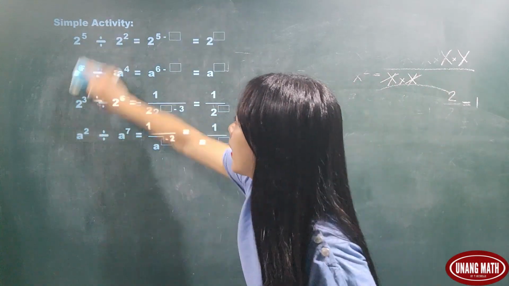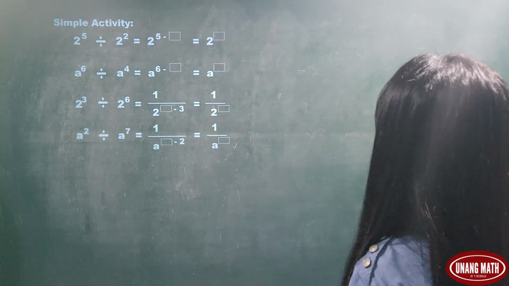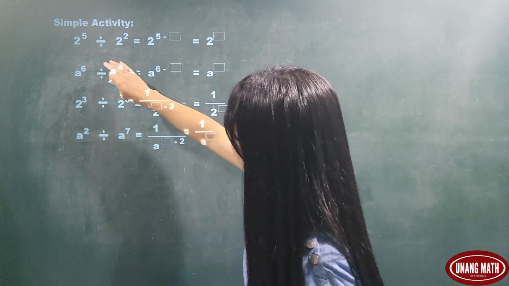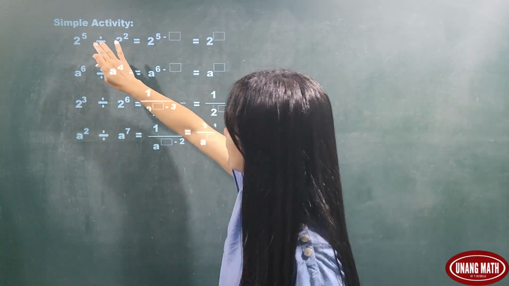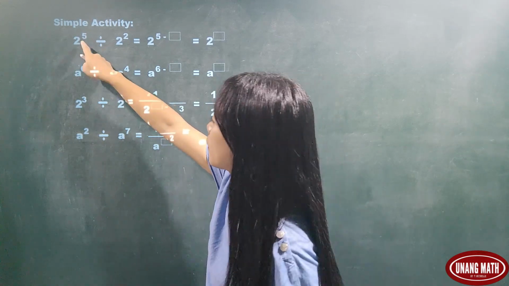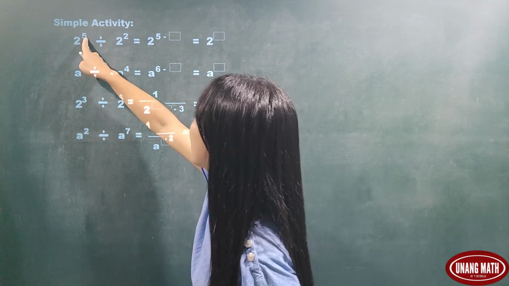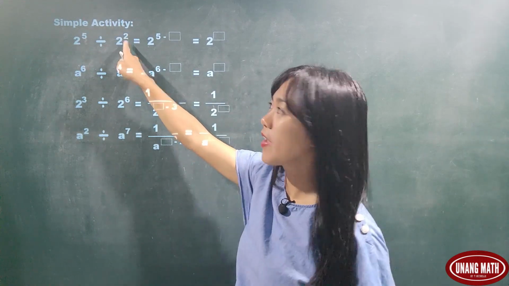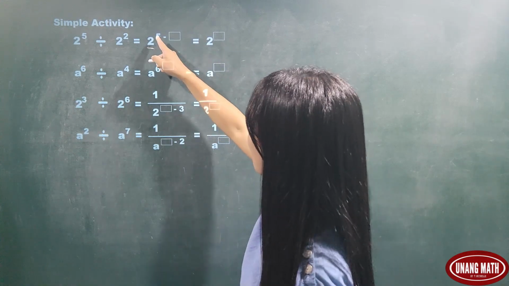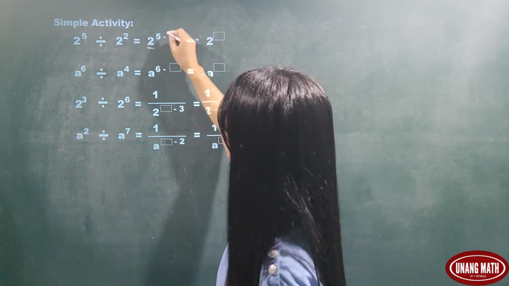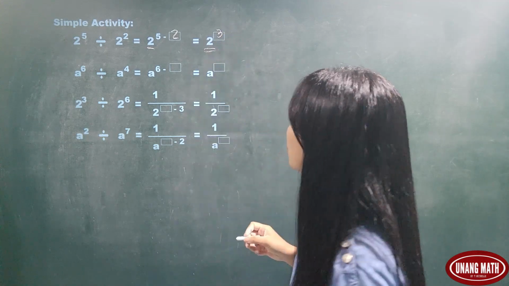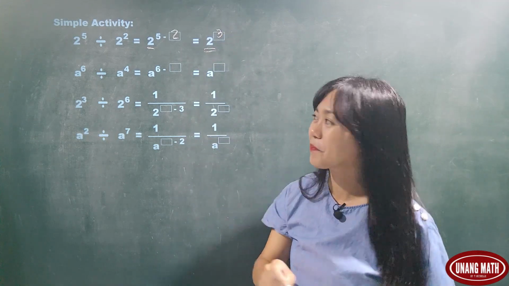Okay, the first one is 2 raised to the power of 5 divided by 2 squared. Okay, same bases. This is division. The exponent of the first one, or the exponent of our dividend, is larger than the exponent of our divisor. So copy the base 2, then subtract the exponent. So this is 5 minus 2. So 5 minus 2, 3. So the exponent is 3. So we have 2 raised to the power of 3.